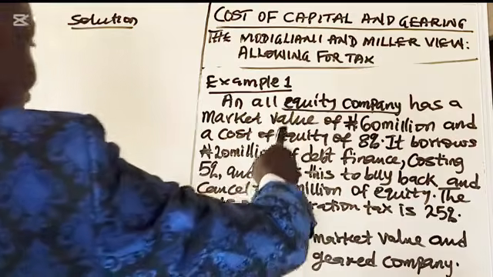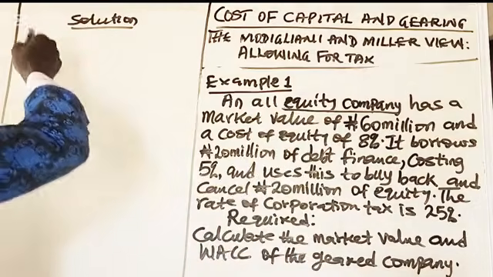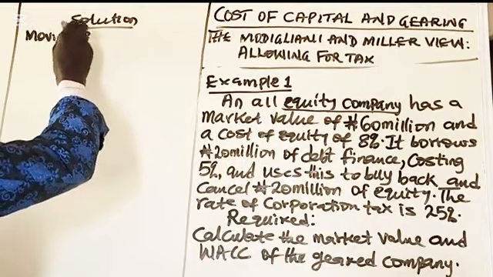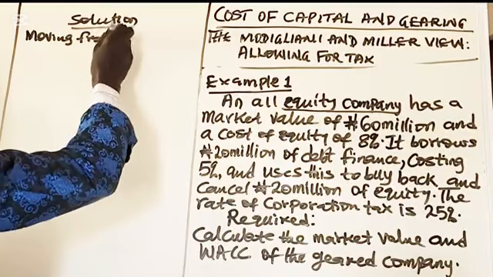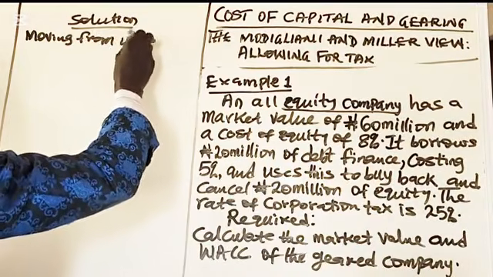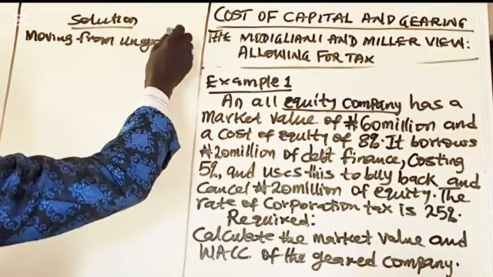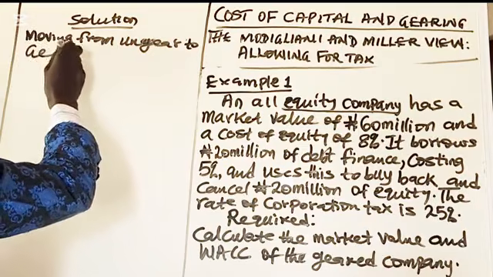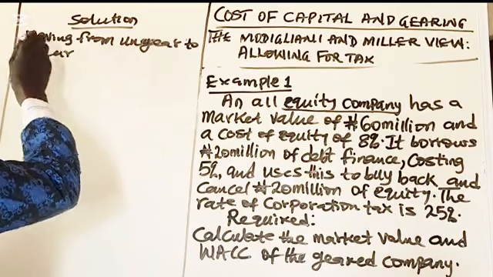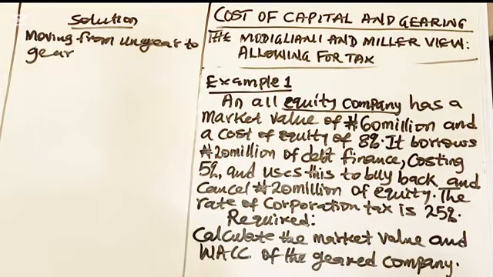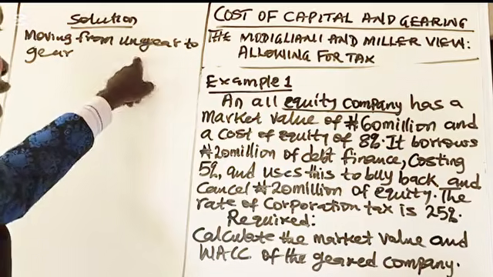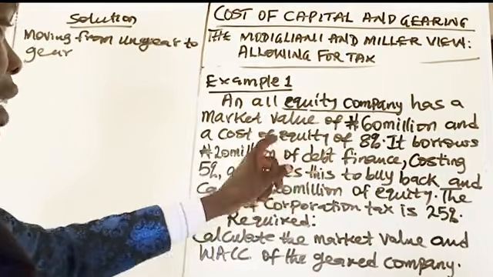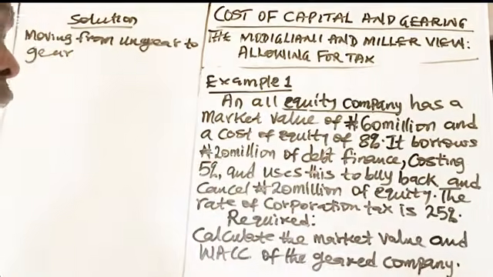So that means the company is moving from ungeared to geared. The company is moving from ungeared to geared. Ungeared means it is financed with only equity. When it is geared, it will now be financed with both equity and debt.